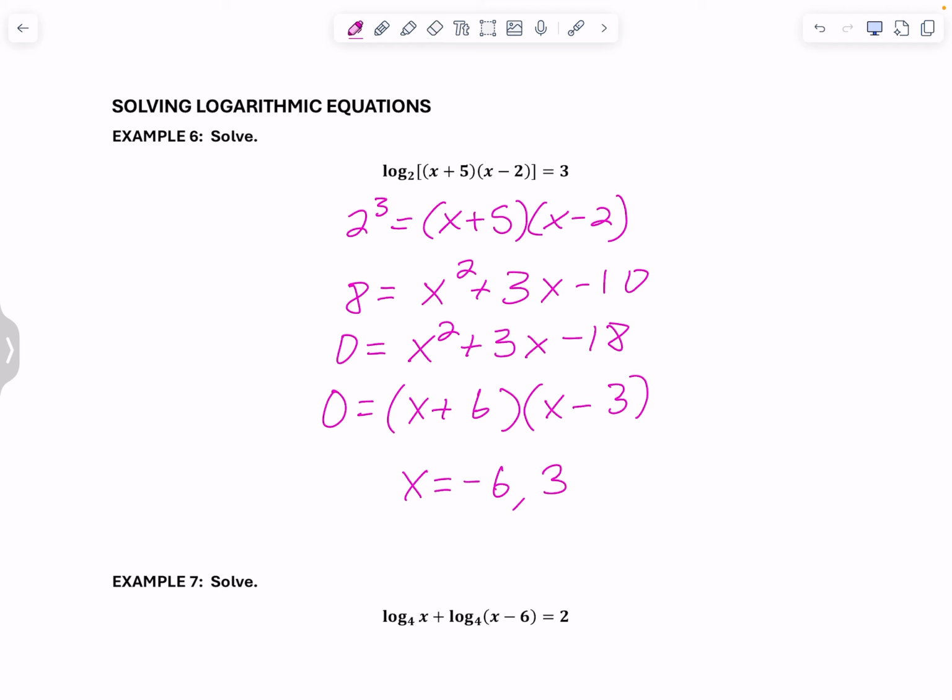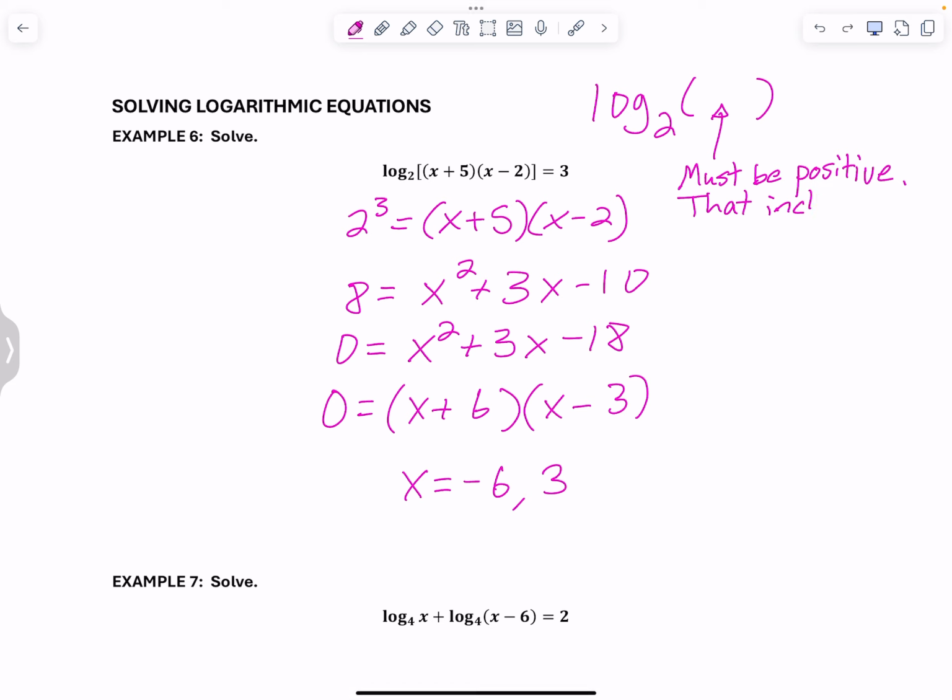So when I take a log, I'm going to write a note here. Log base, whatever you want, I'm going to put a 2. Must be positive. That includes 0. It can't be 0. So when you get answers, you have to make sure that you're not going to take the log of a negative. I don't care what it comes out to be. You could go that far and check, but I'm just making sure I don't make that mistake.